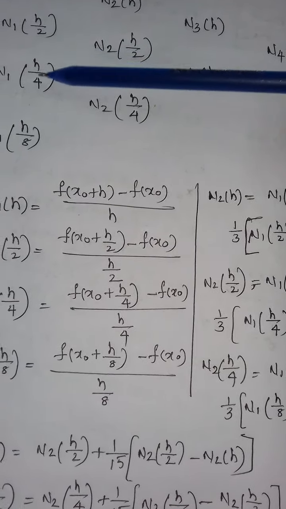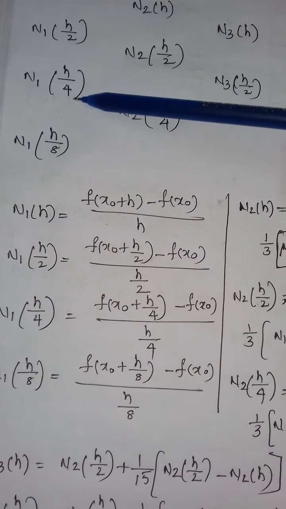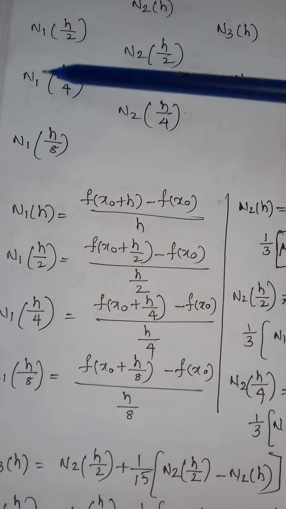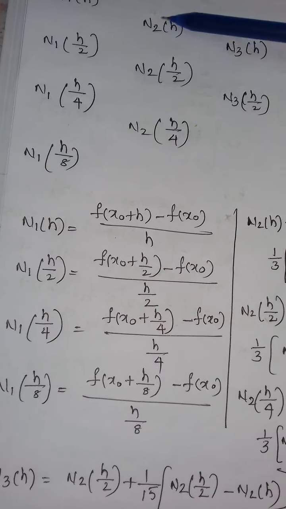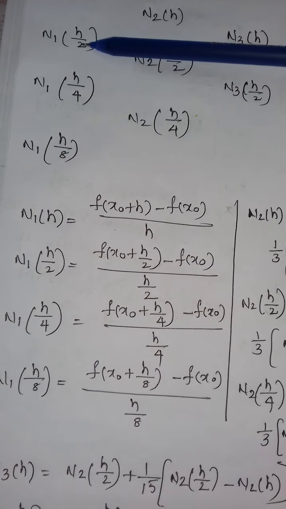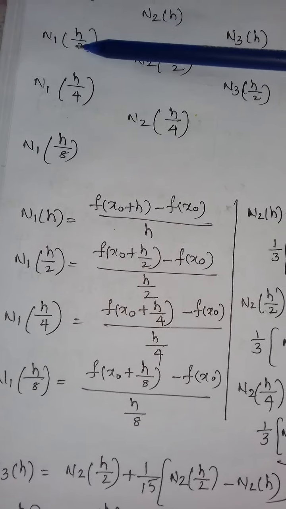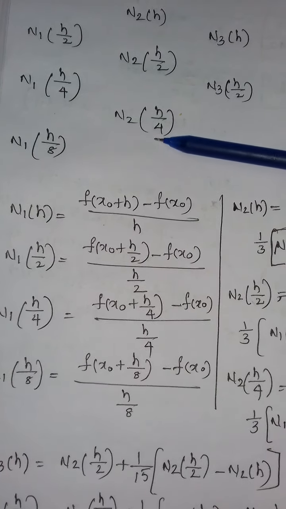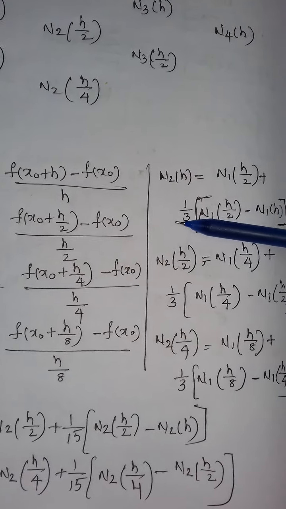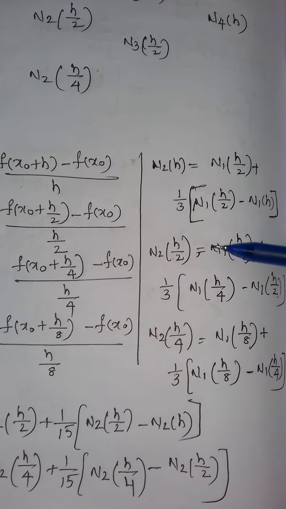How will you apply? Now you will write this one: N1(h by 4) plus 1 by 3, N1(h by 4) minus N1(h by 2). For finding these values we are using this value plus 1 by 3, again this value minus this value. Similarly you can find for this, and similarly for this. Here we are using 1 by 3, remember that 1 by 3 is a value that we should remember.